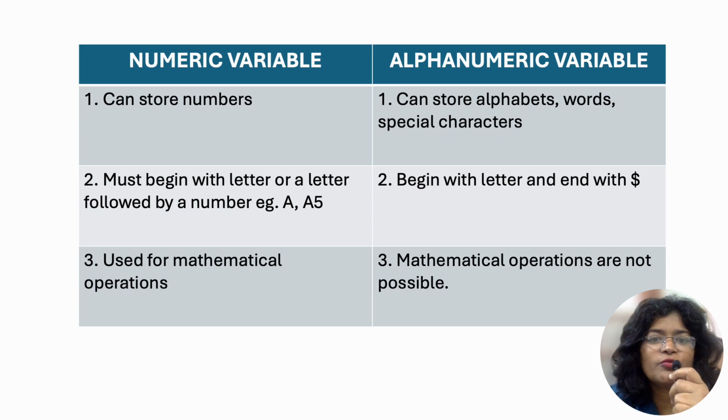The differences between numeric and alphanumeric variables. Numeric would store numbers. Alphanumeric can store alphabets, words, and special characters. Numeric variables must begin with a letter or a letter followed by a number, example, A and A5. Alphanumeric has to begin with a letter and it has to end with a $ sign. Numeric variables can be used for mathematical operations, while alphanumeric variables cannot be used in mathematical operations.